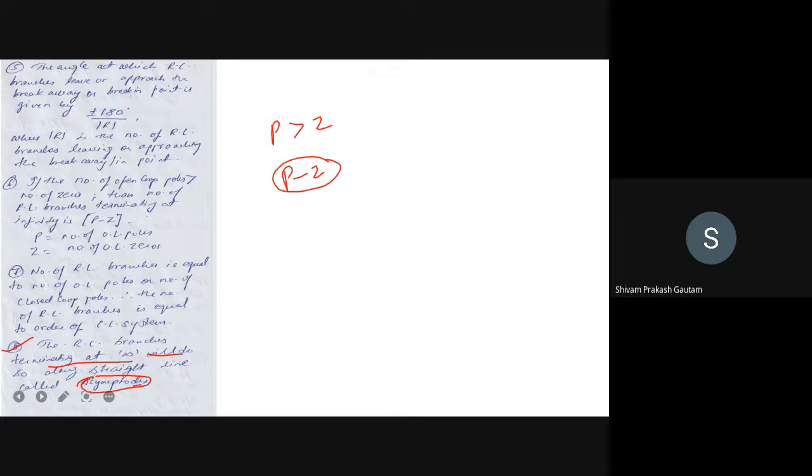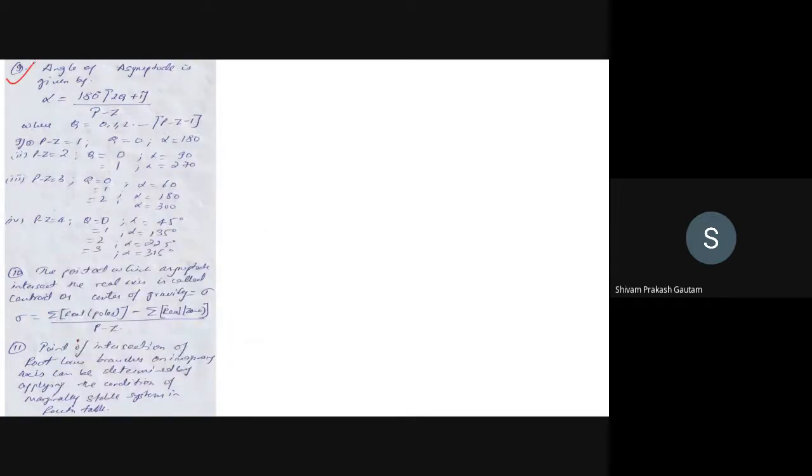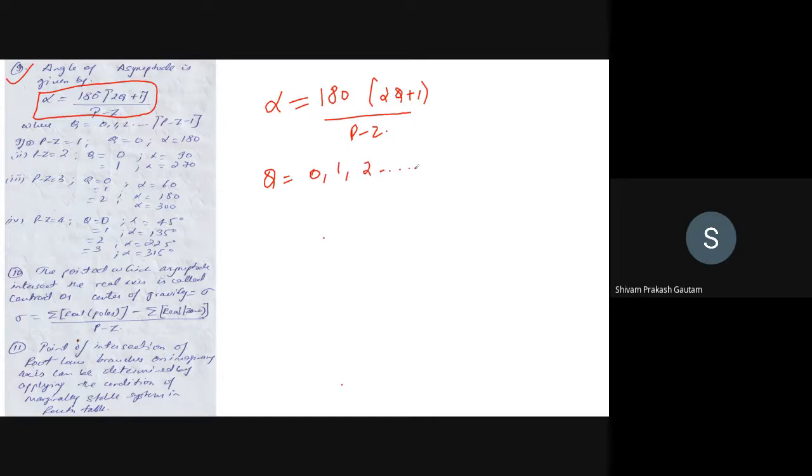It is used to say how our branches which are terminating at infinity are doing so along that line. So let us see the next step, that is step number 9. The angle of asymptote is given by alpha is equal to 180 degree (2q plus 1) upon p minus z, where q is equal to 0, 1, 2, up to p minus z minus 1. So this is the formula for calculating alpha, that is the angle of asymptote, right?